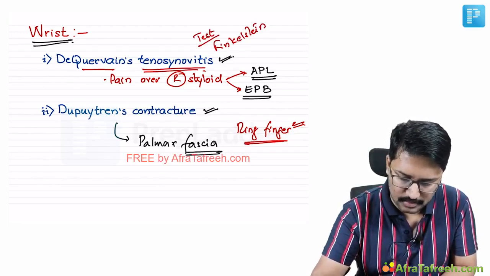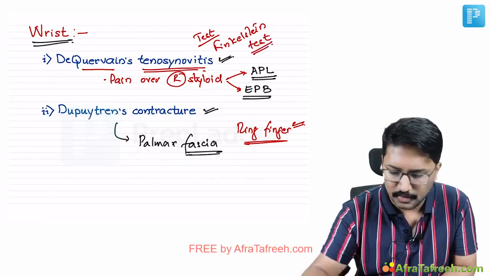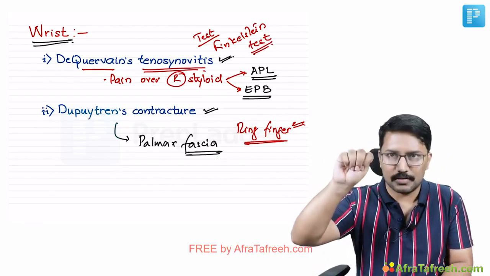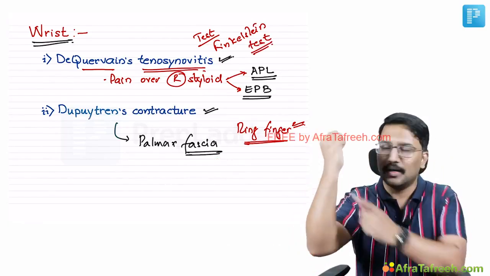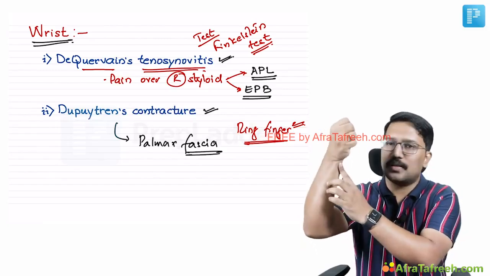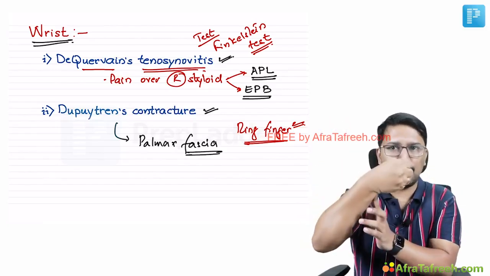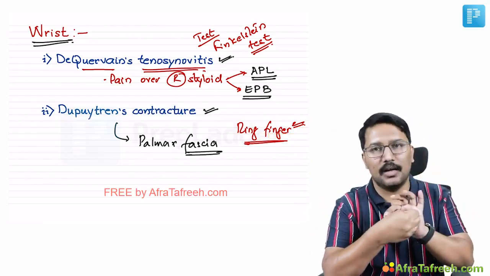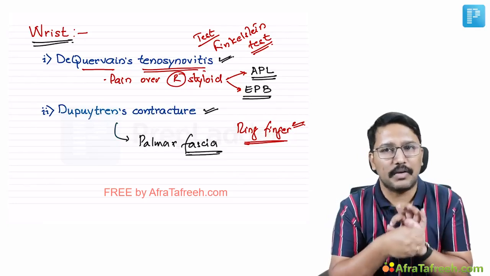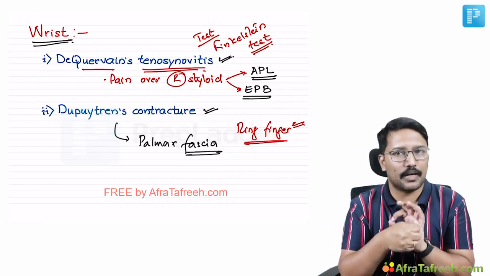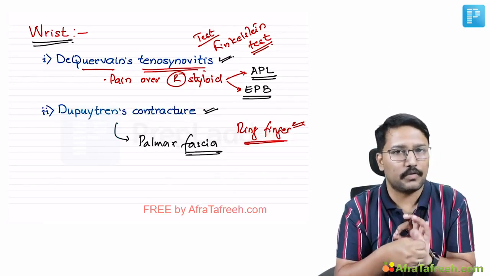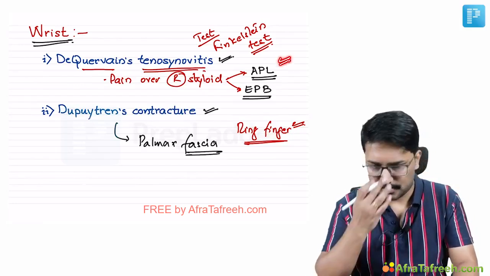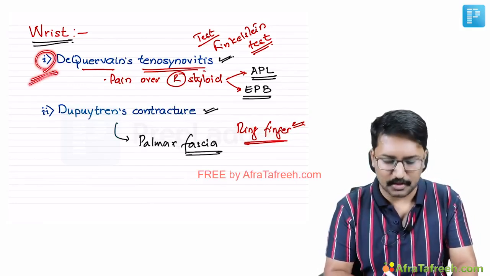So what we try to do here, we ask the patient to close his thumb like this and then make a fist. And after making the fist, we ask them to move the wrist towards the ulnar side. When he is moving the wrist towards the ulnar side, these tendons which are passing over the radial styloid process are getting stretched, and that triggers the pain. This is what we call Finkelstein test. Finkelstein test is for diagnosis of de Quervain's tenosynovitis. That is one wrist condition that we're talking about.